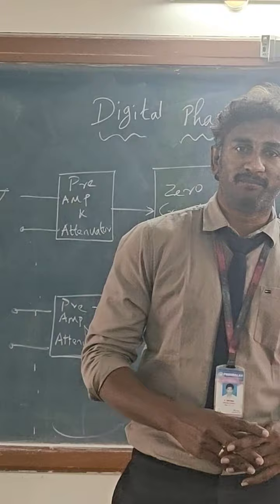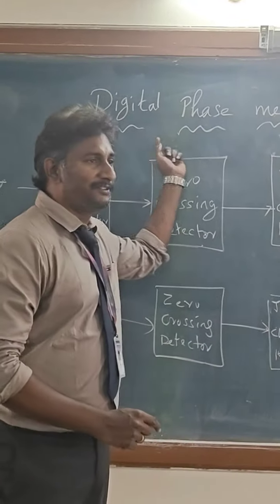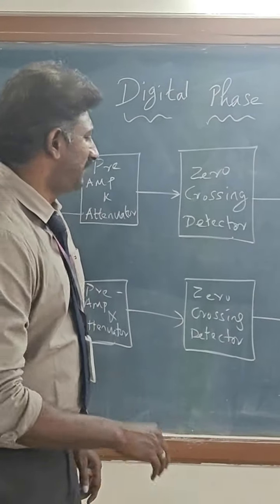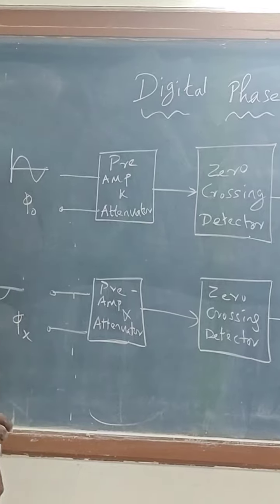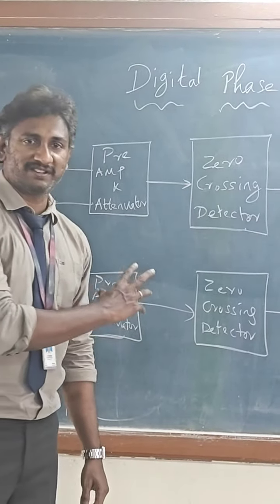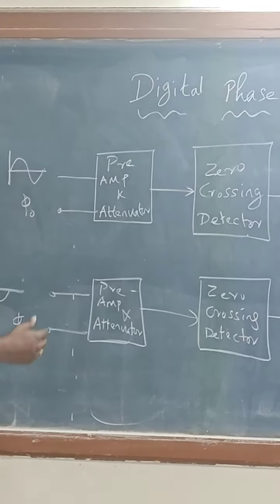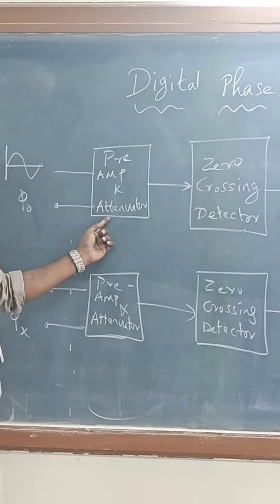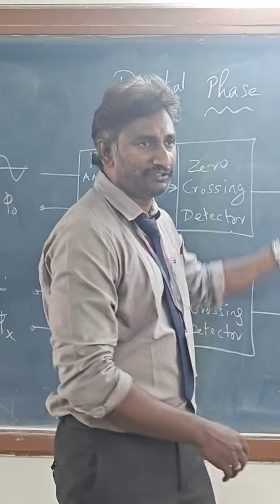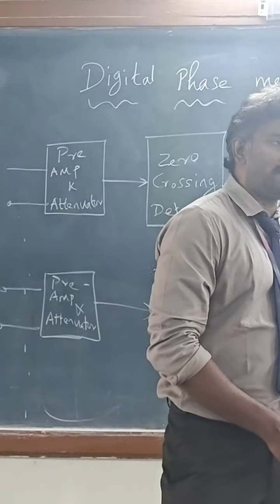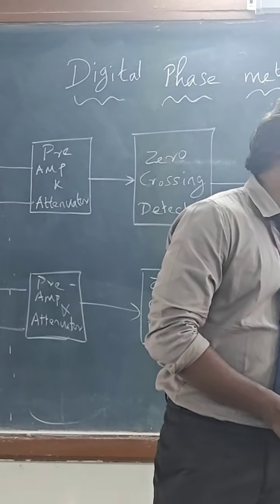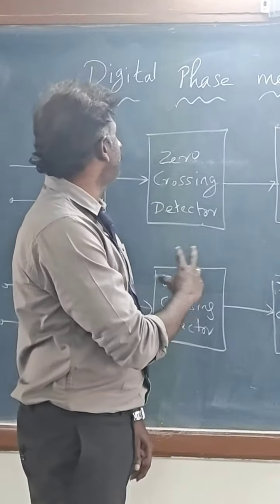So today we're going to discuss the topic called digital phase meter. So let's see what is digital phase meter. Before that, I'll just give the construction, what parts are there. Actually here we have a preamplifier, attenuator, zero crossing detector, and we are using two flip-flops, and we have an AND gate and a counter.